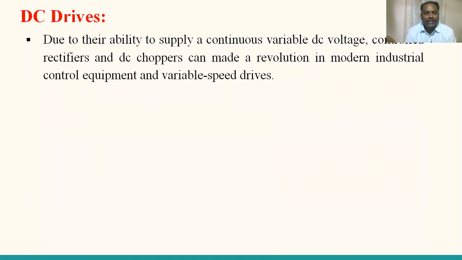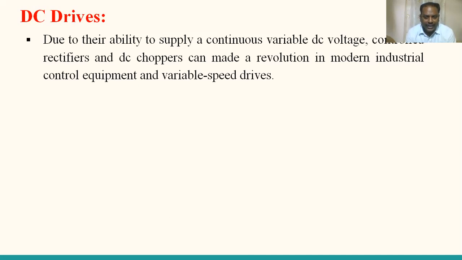Already we discussed that in olden days, particularly when variable speed drives are required, we directly approach the DC drives. The speed control of DC drives is very good and very accurate. That is the reason for variable speed drives, DC drives are preferable, because of the continuous variable voltage available in the armature control method. Due to their ability to supply a continuous variable DC voltage, controlled rectifiers and DC choppers have made a revolution in modern industrial control equipment and variable speed drives.